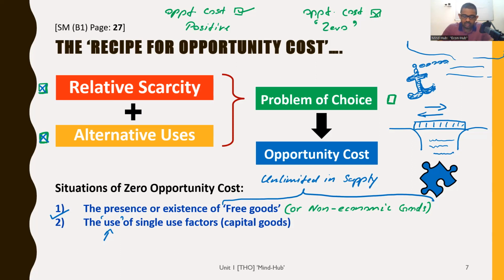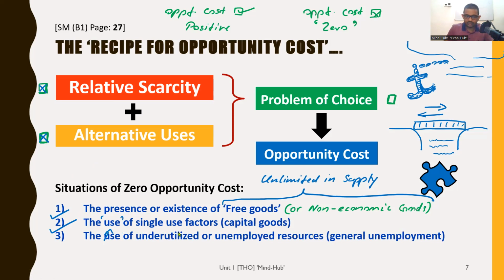A ship anchor, a bridge, electricity generator, a potter's wheel, that thing that goes round and round when they make clay pots, how they get the shape and all that. So that is a potter's wheel. Potter's wheel, ship anchor, bridge, electricity generator. These things don't have alternative uses. So when we use them for the purpose they are meant to be used, there is no opportunity cost. Clear? Make sense? Then the third scenario. Excellent. Keep responding. Very important.